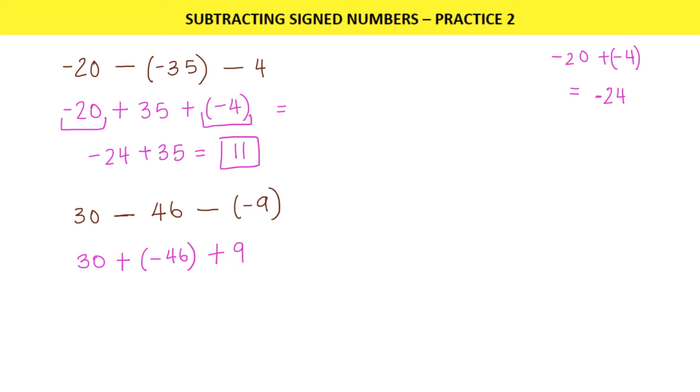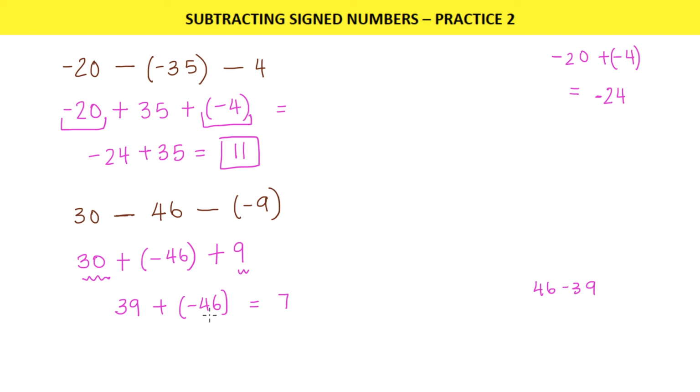And now let's add these together. As I said earlier, what we'll do is add the positive separately and the negative separately. So this is positive and this is positive, and that's 39. And there is only one negative, that's negative 46. Now these two are opposite signs, so they will cancel each other out. That means you'll subtract them. 46 minus 39, and that is 7.